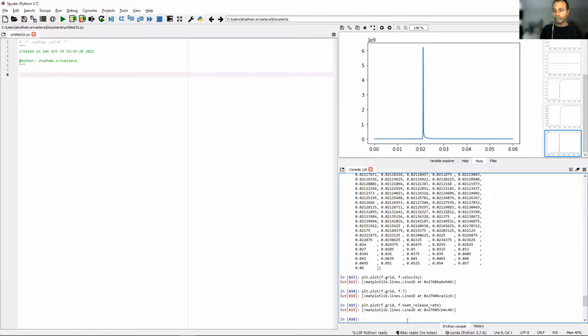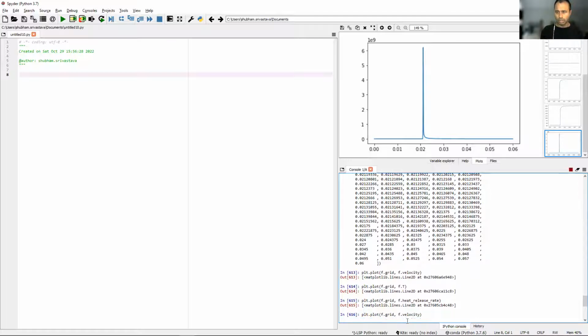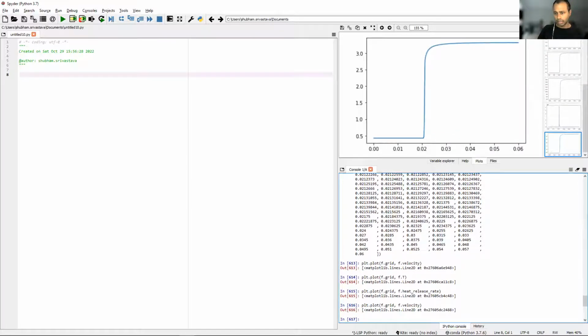Now let's do one more thing. Let's stop grid refinement altogether. All right. So before doing that, let's quickly plot the velocity again. Velocity. Okay, so this is the velocity right now. Now what I will do is I will go to the command f.solve and switch the grid refinement.